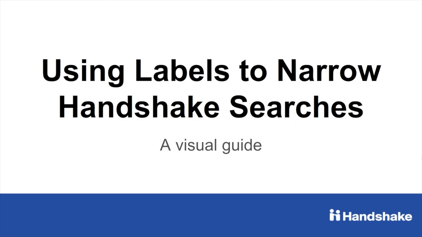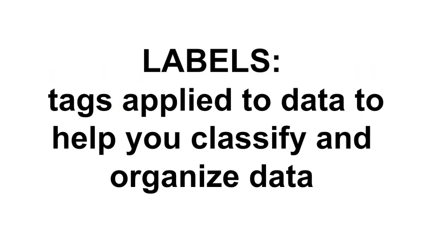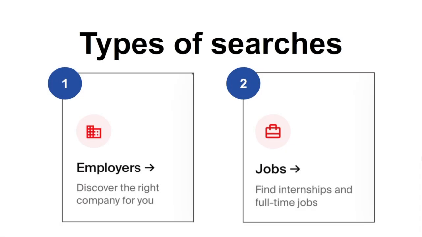There is a lot of information in Handshake. This often makes searches extremely difficult to manage. Today, we will be walking you through using labels to narrow your searches. In case you didn't know, labels are tags that the Career Services Office applies to data in Handshake. These labels are used to help you classify and organize data. You can search using labels in the Employers and Job sections.